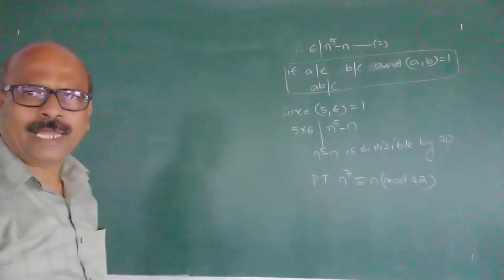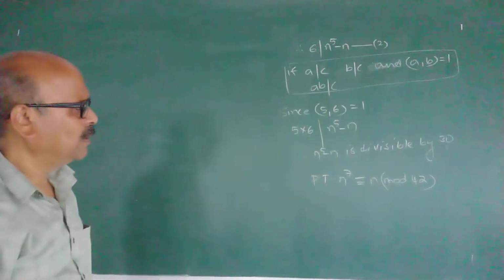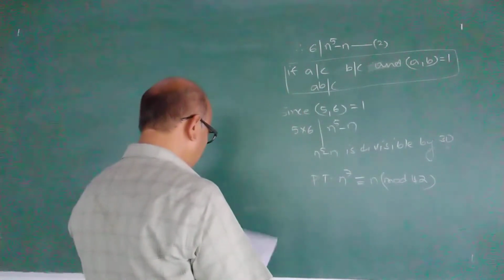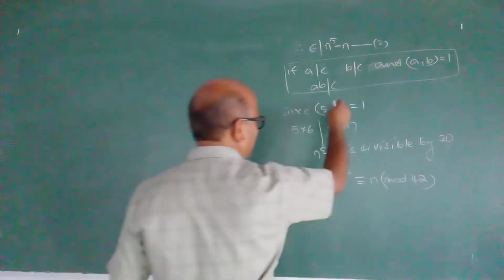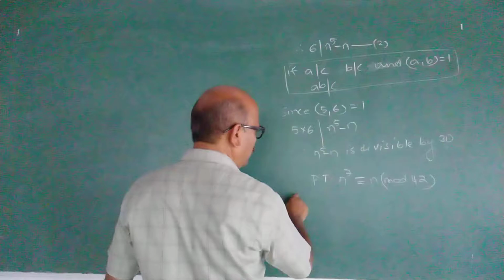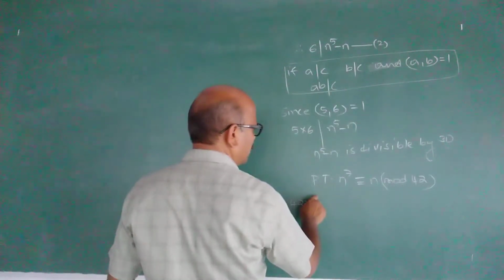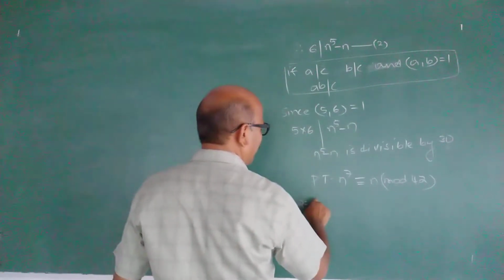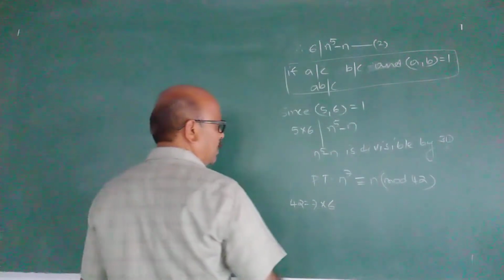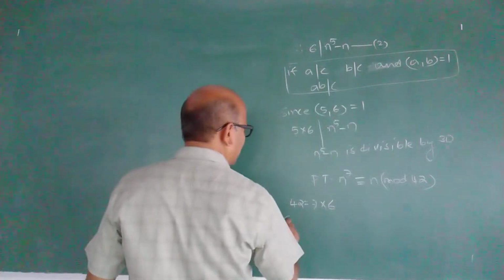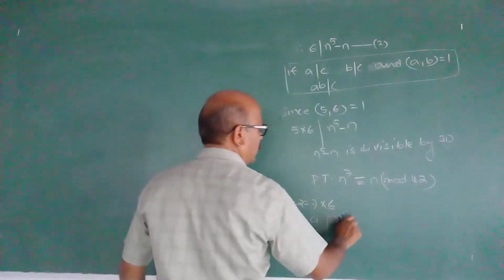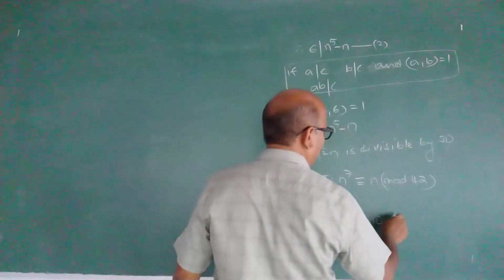See, these types of examples are important. We use the same techniques as in the previous problem. First, 42 is 7 into 6. Correct? 7 into 6. 7 and 6 are relatively prime. Now, 7 is a prime number.